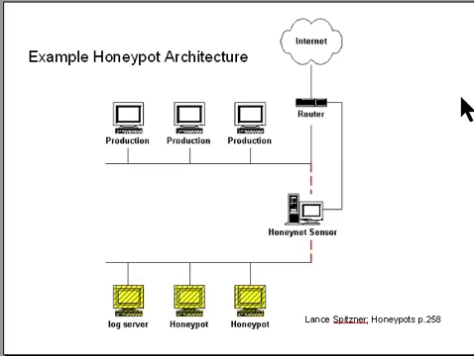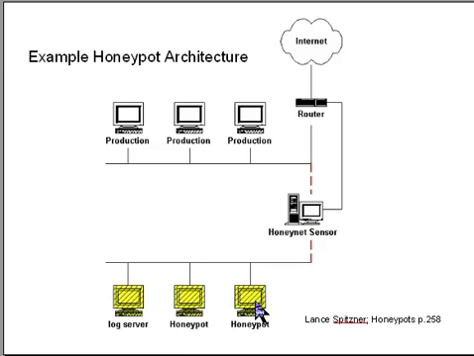So what does a honeypot architecture look like? Well, we see here we've got a network set up, and we have some production systems, some workstations or servers over here. We have the internet coming in through a router over here. Notice over here we have something called a honeypot sensor. Now this is a system that's sitting out there. It's essentially just routing packets from this router onto these systems right here called honeypots.